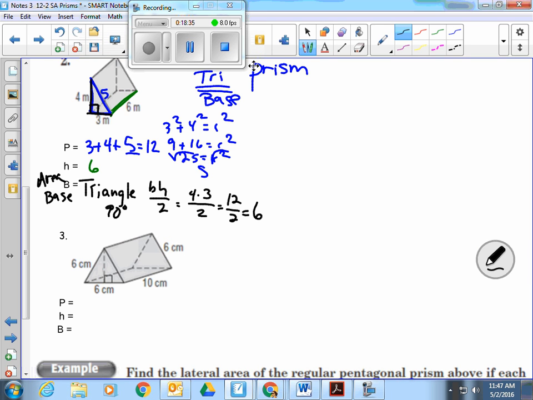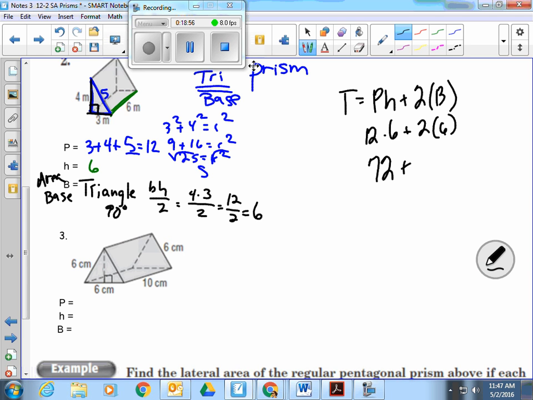So now I'm going to come back over here and let's plug it in. Total is perimeter of the base times the height, plus 2 times big B. My perimeter we said was 12 times my height, which is 6. What's 6 times 12? 72, perfect. And then the area of my base we said was 6, so 2 times 6 is 12. So my total would be what? 84 what? Meters squared. Fantastic. Excellent.